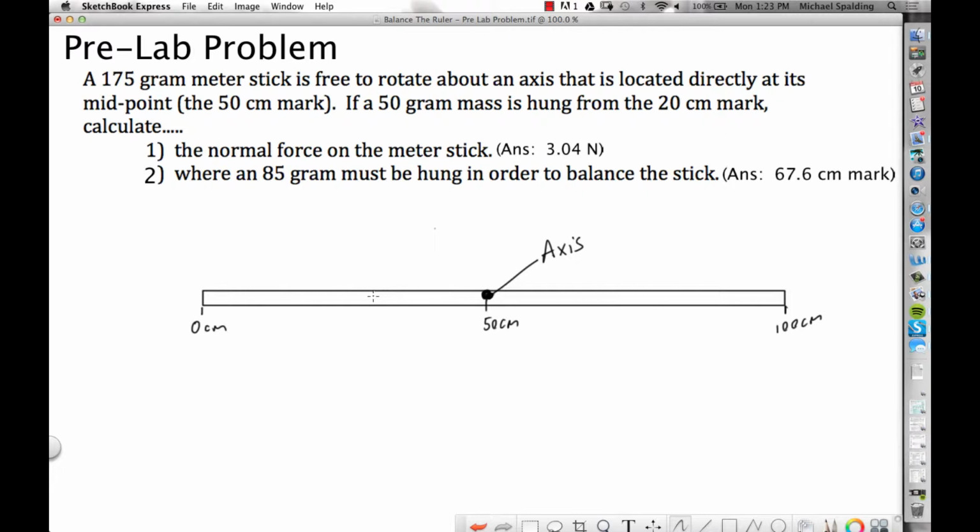So all objects have what we call a center of mass. And the center of mass for a nice symmetrical object like a meter stick, where does the center of mass go? Directly in the middle. So the weight of the meter stick goes right there. So that's going to be mg for the meter stick. Make sure your mass is in kilograms.